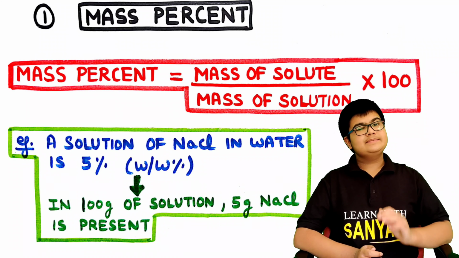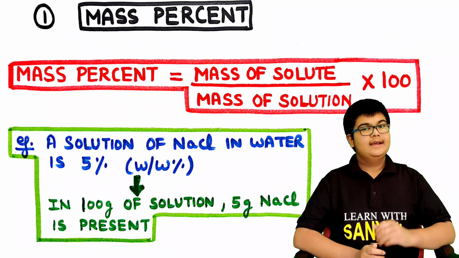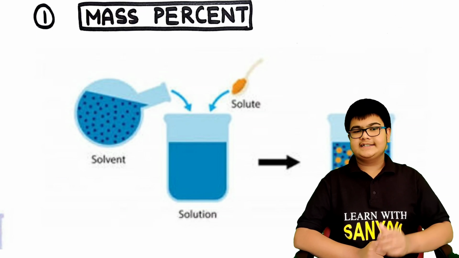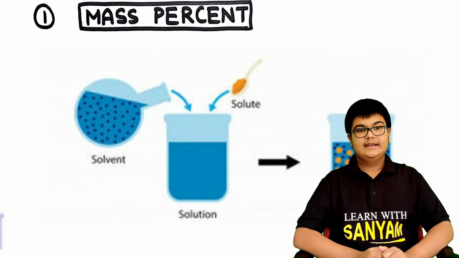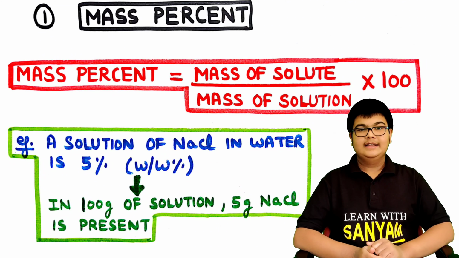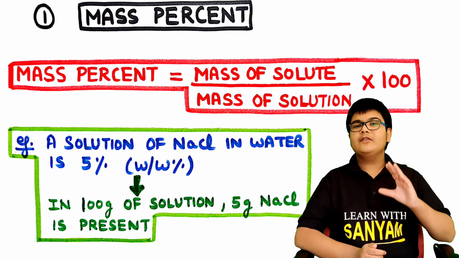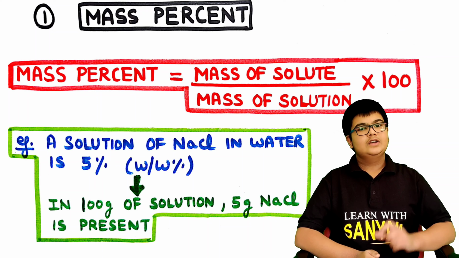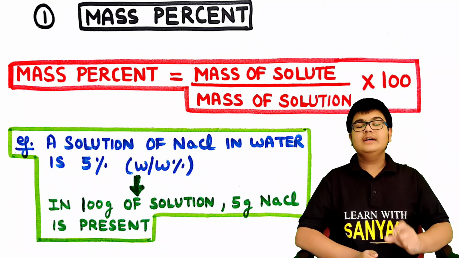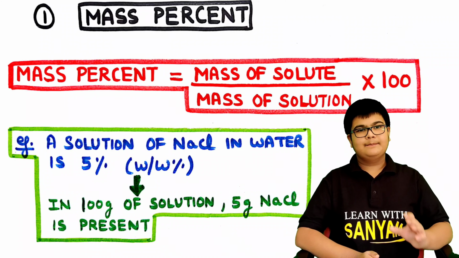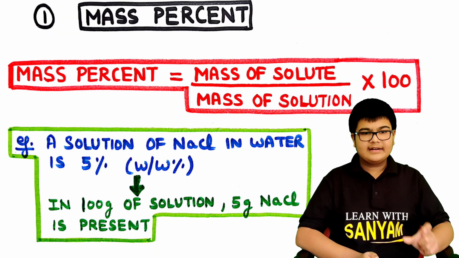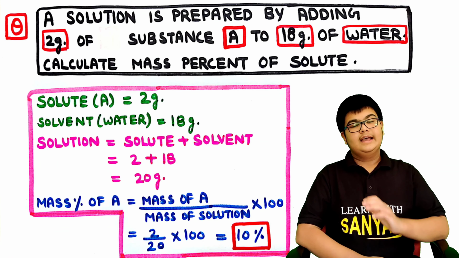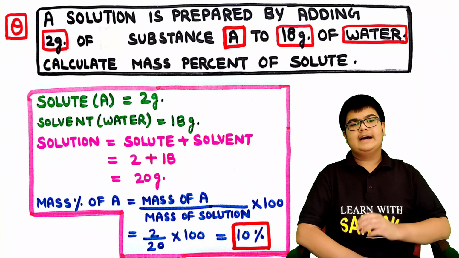So let's understand mass percent with the help of an example. If I say that a solution of NaCl in water is 5% by weight percent, what is the meaning of this line? This means that in 100 gram of solution, 5 gram of NaCl is present. So a solution of NaCl in water of 5% mass percent means that in 100 gram of solution, 5 gram of NaCl is present. So now let's practice a question based on mass percent.